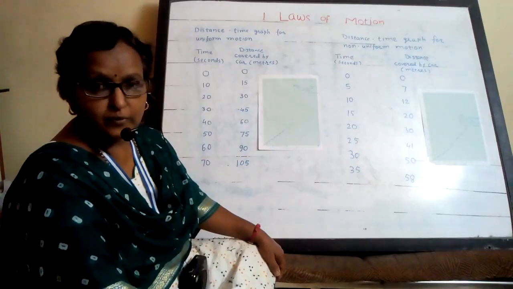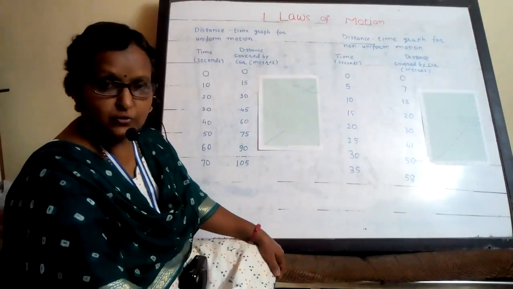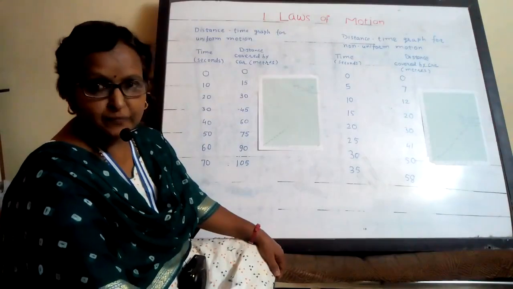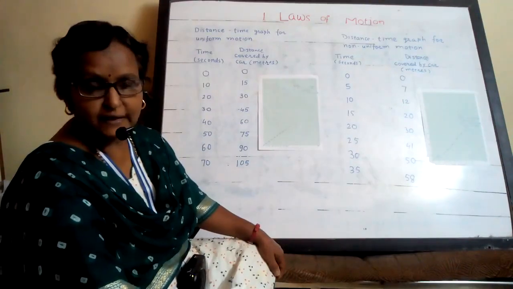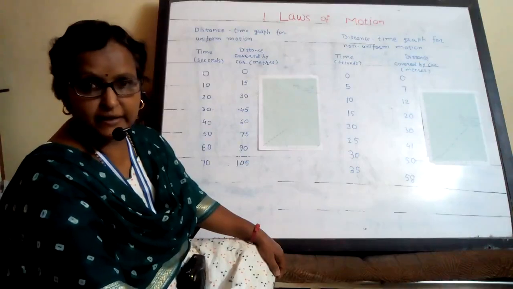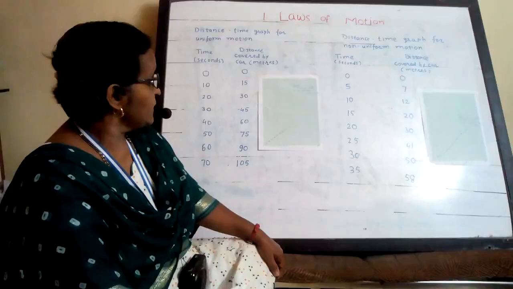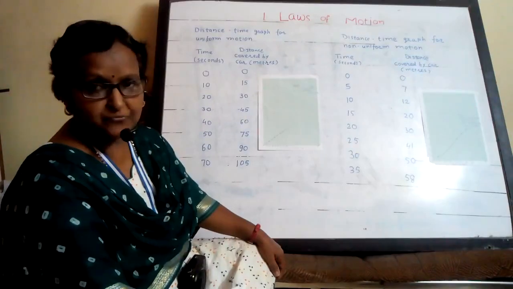then uniform motion, non-uniform motion, etc. Also we have studied acceleration. Rate of change of velocity is acceleration. Positive acceleration, negative acceleration and zero acceleration we have studied. Today we have to plot the graph.